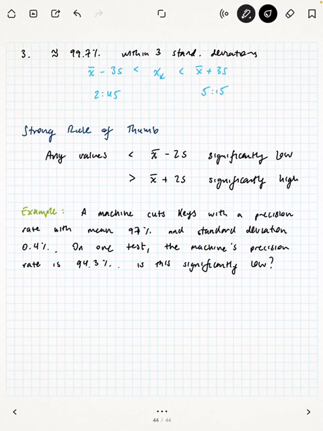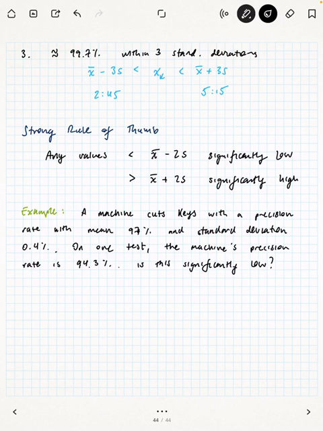So let's suppose that we have a machine that cuts keys with a precision rate with mean 97% and standard deviation 0.4%. We can reasonably assume, by the way, that this is going to be normally distributed data just because when we talk about precision and machine accuracy, these are frequently modeled using what we would call normal distributions. So that bell curve shape is definitely present here.